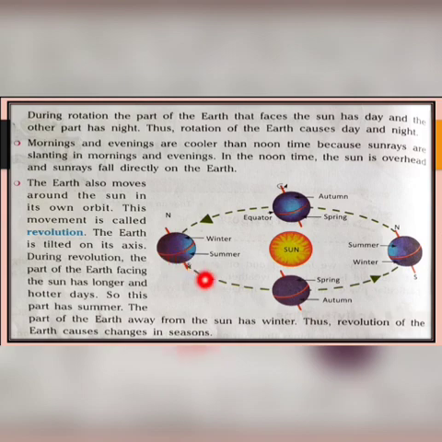During revolution, the part of the earth facing the sun has longer and hotter days, and it has summer, right? And the part of the earth away from the sun has winter, as shown in this picture. Thus revolution of the earth causes changes in seasons.